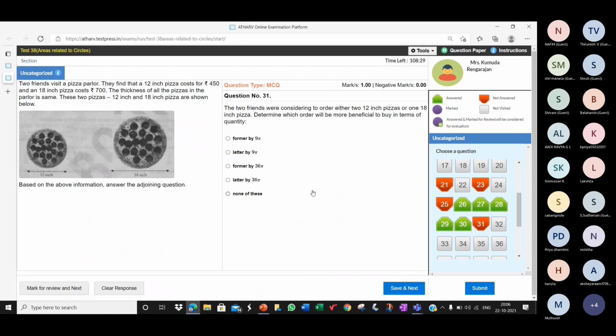So next time we go to a pizza parlor, we must make sure to calculate like this. Which will give us more area? Two 12-inch pizzas or one 18-inch pizza? Where will you get more quantity to eat? 18-inch pizza. One 18-inch pizza will have more quantity. You can eat more there than two 12-inch pizzas.